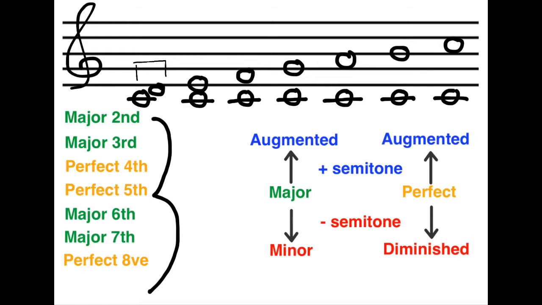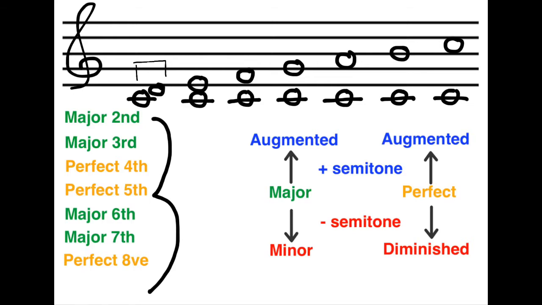Now, the reason why we have perfect fourths, fifths, and octaves is because those notes are quite special when we make up harmony. Those notes sound very good together, so they're given a special name because they're very harmonious. Major seconds, thirds, sixths, and sevenths can also be quite harmonious, but the fourth, fifth, and octave are the very, very strong intervals, so they get a special name.